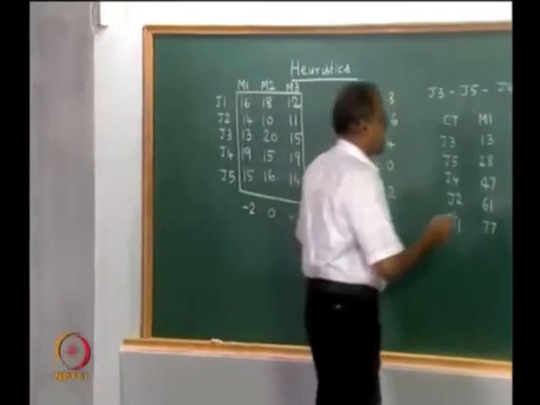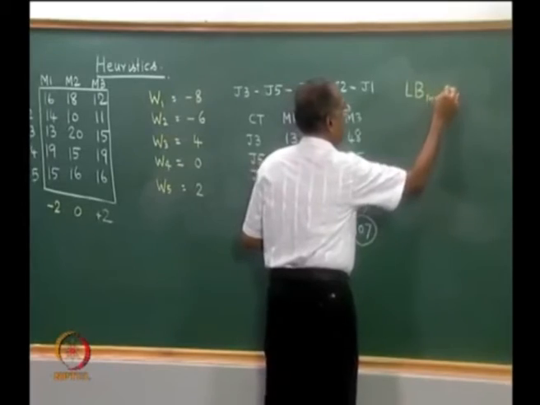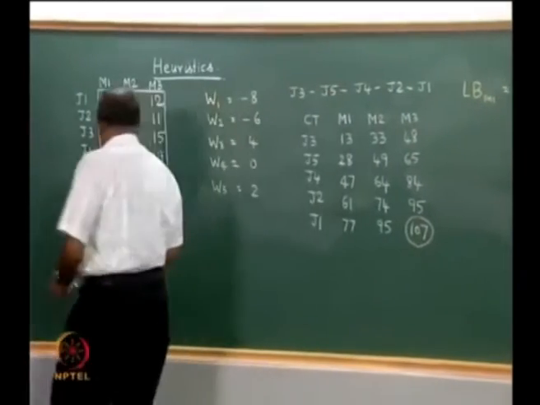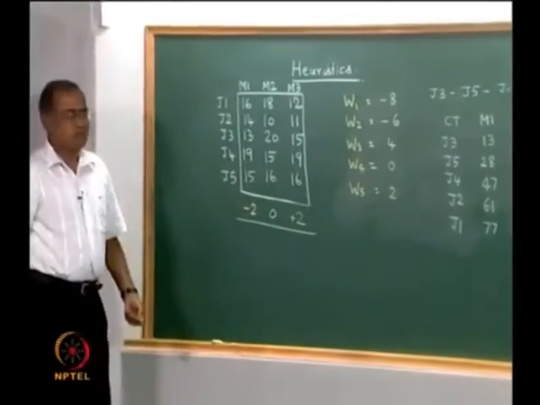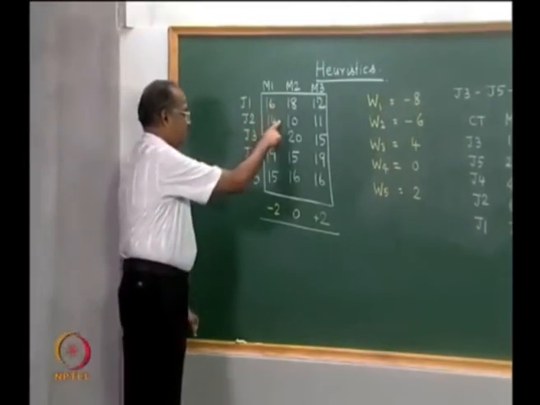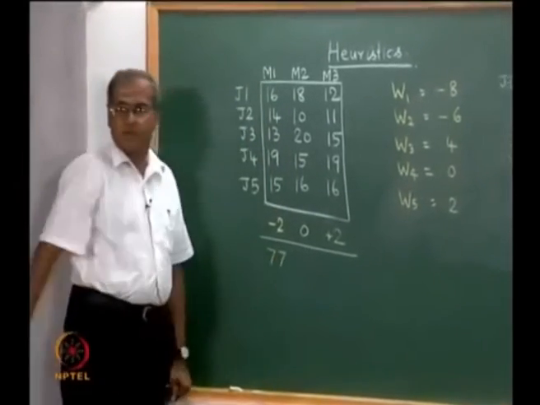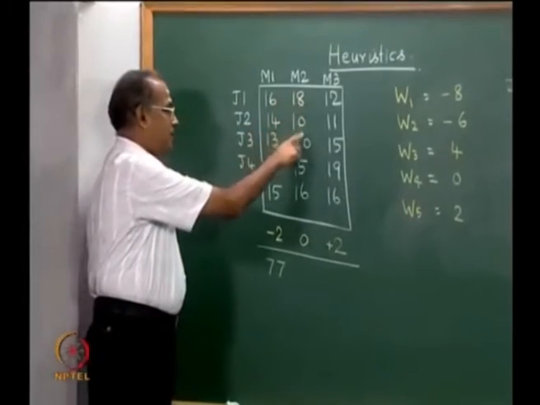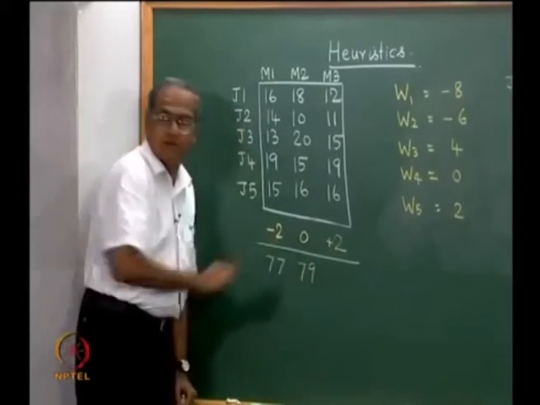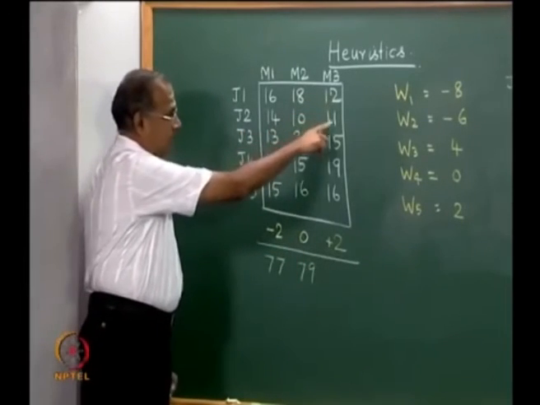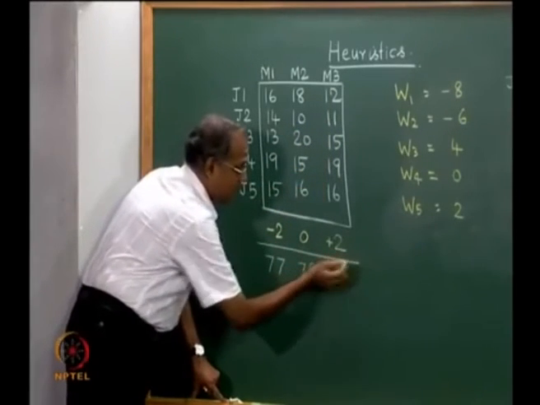So, lower bound based on M1 is equal to, now let us first find out the sum of processing times on all the 3 machines. 16, 30, 43, 62 plus 15, 77. 18, 28, 48, 63 plus 16, 79. 12, 23, 38, 57 plus 16 is 73.